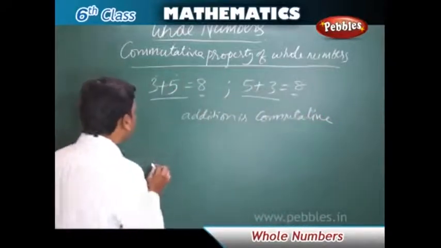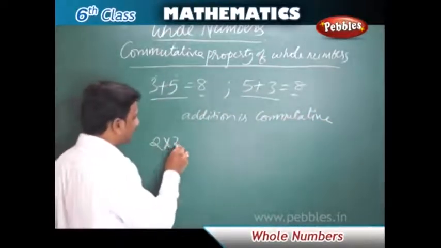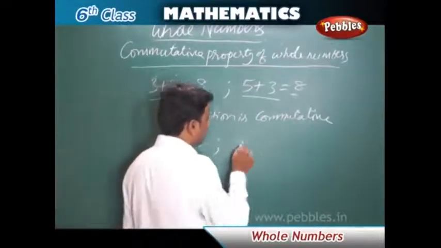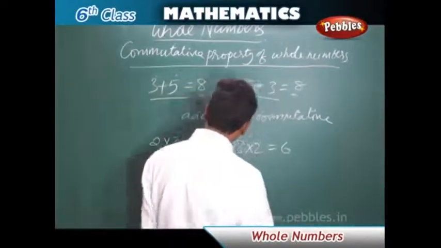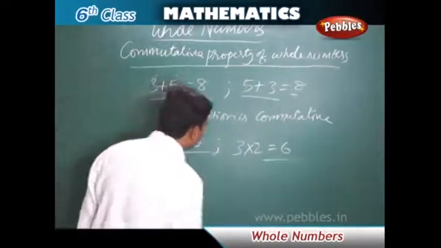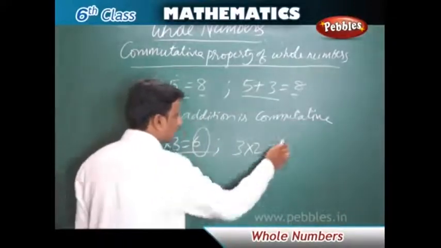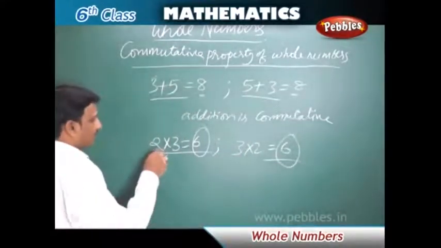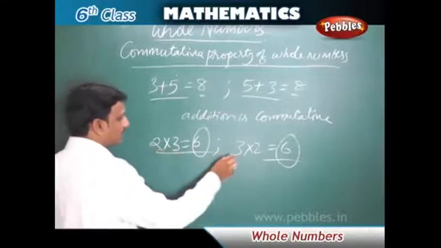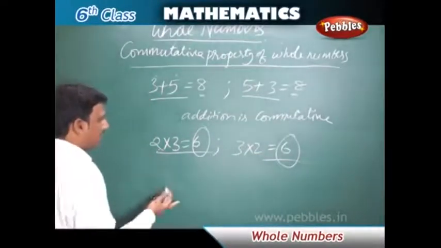Now let us look at the multiplication. 2 into 3, 6. 3 into 2, 6. So here the value, the product, is the same, but the numbers are changed. So the pair order is changed.